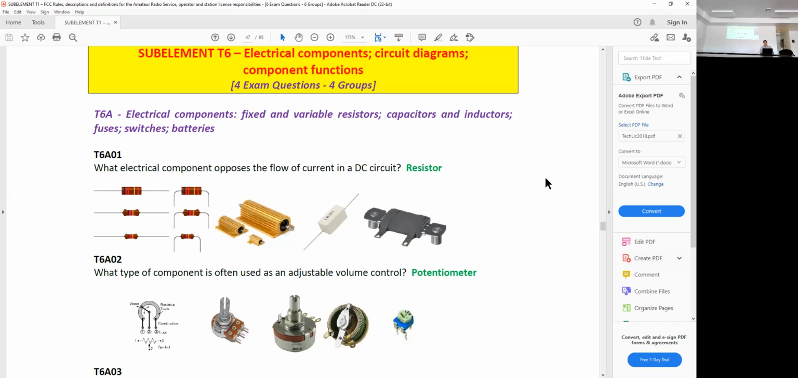And you could use that as a volume control because the more resistance you add in an audio circuit, the quieter the audio level would be. So is that clear? Any questions about that one?